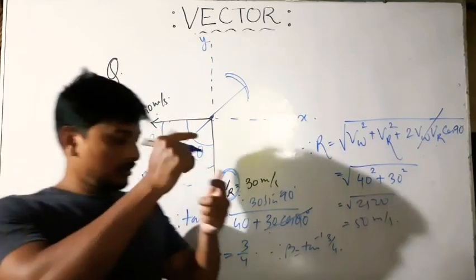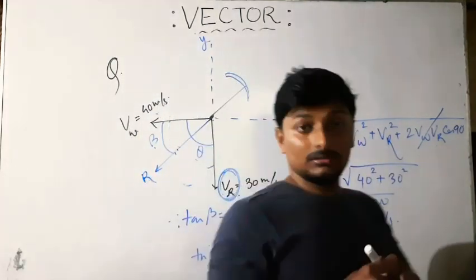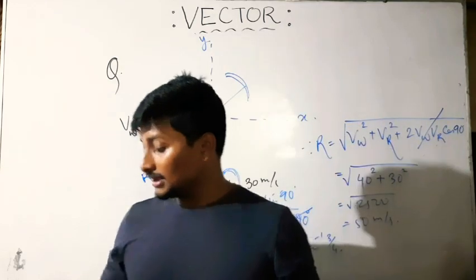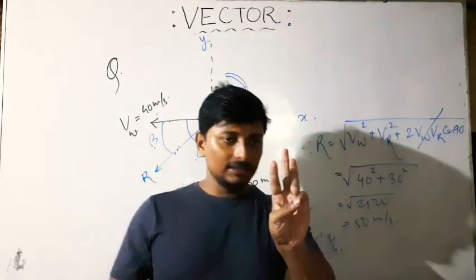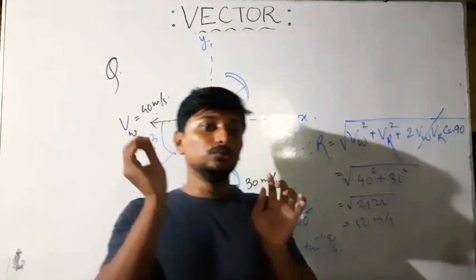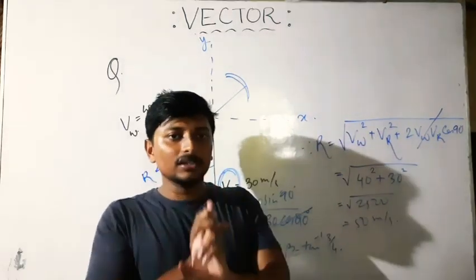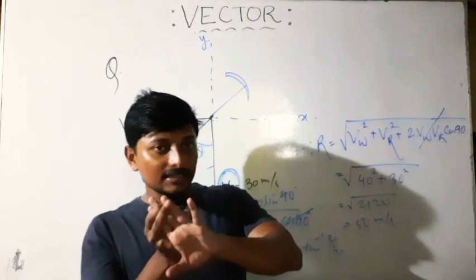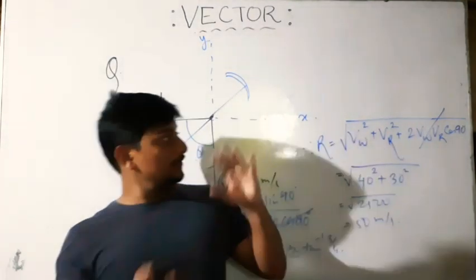Okay. So now, let us recap what we did today. We did three things. First of all, we learned about the line of impact, how we can move a vector along the line of impact. Next, we learned the triangular law. Third, we learned the parallelogram law.